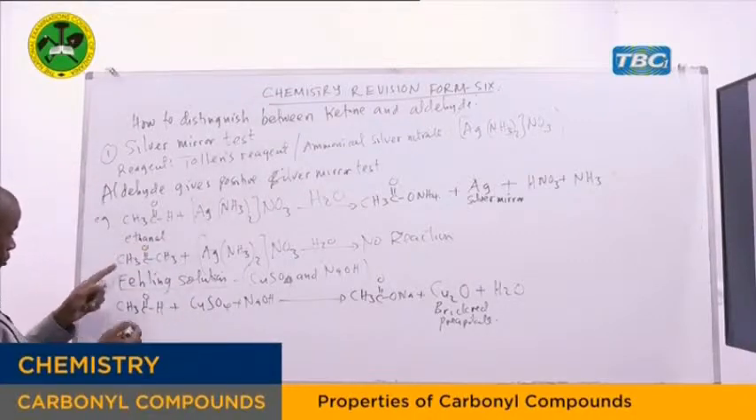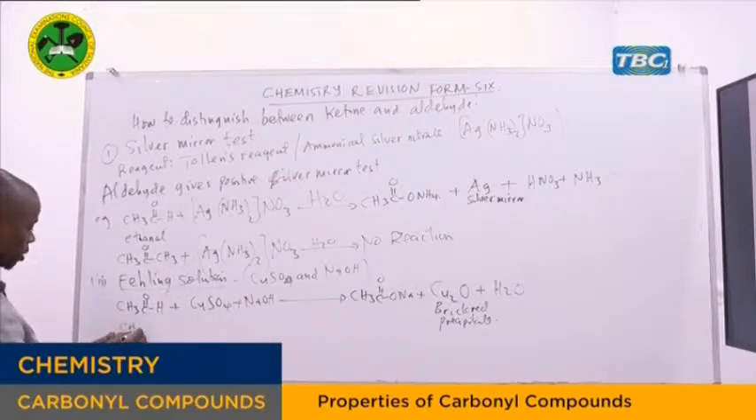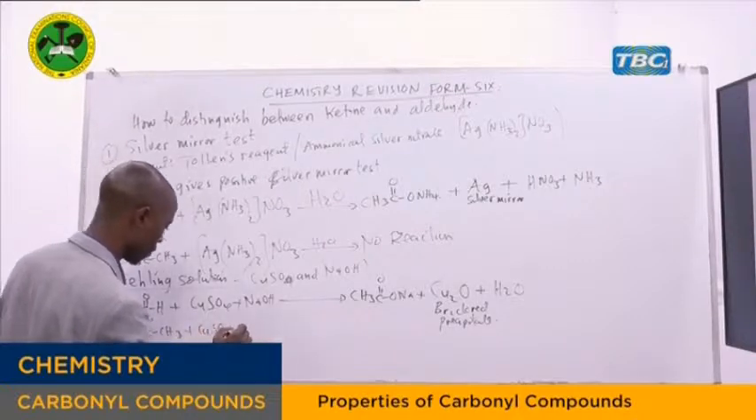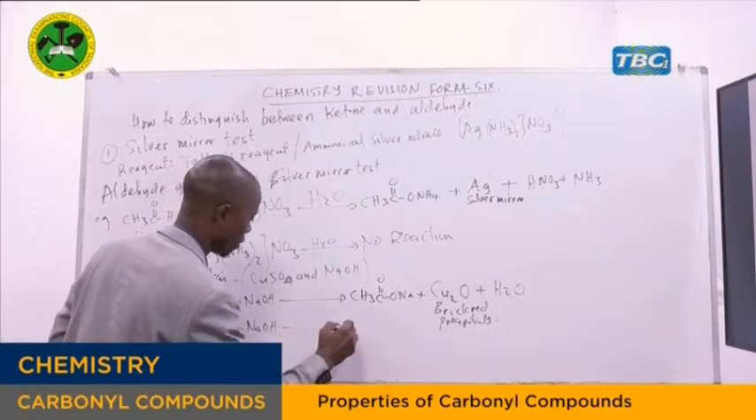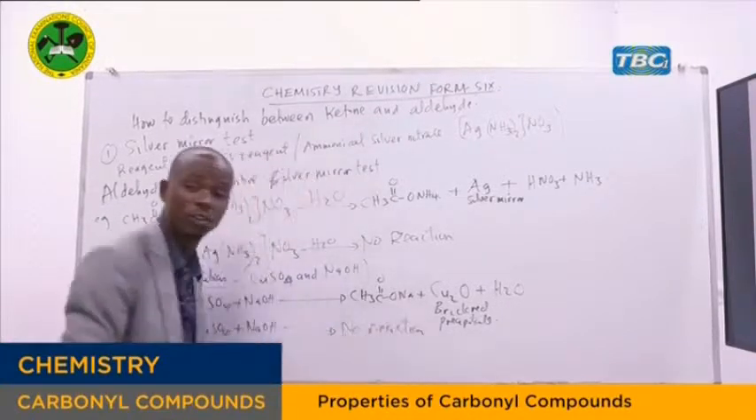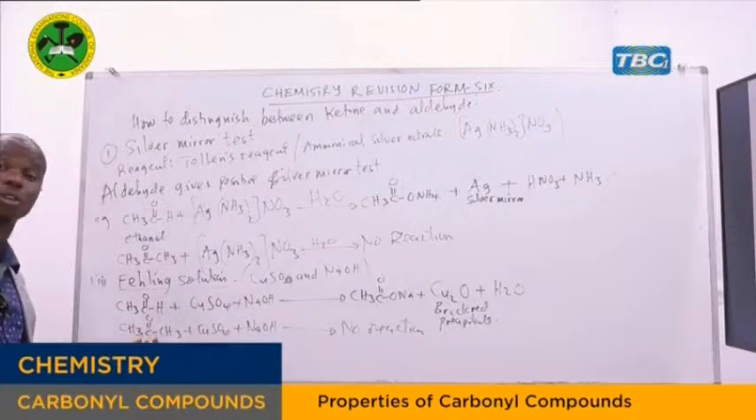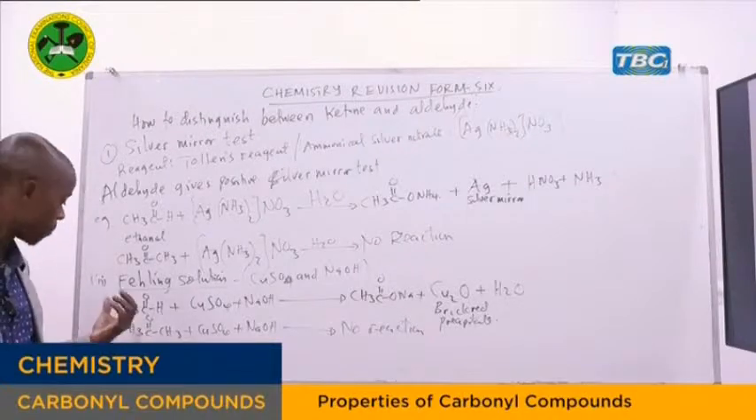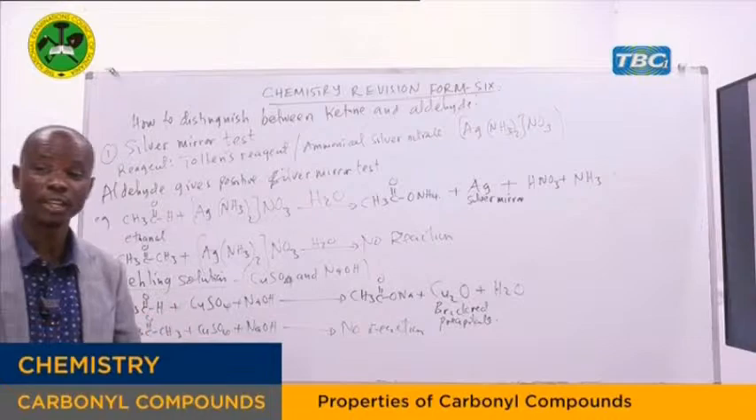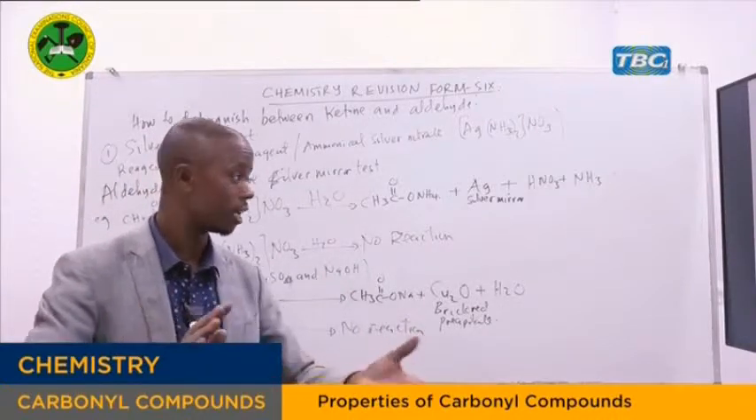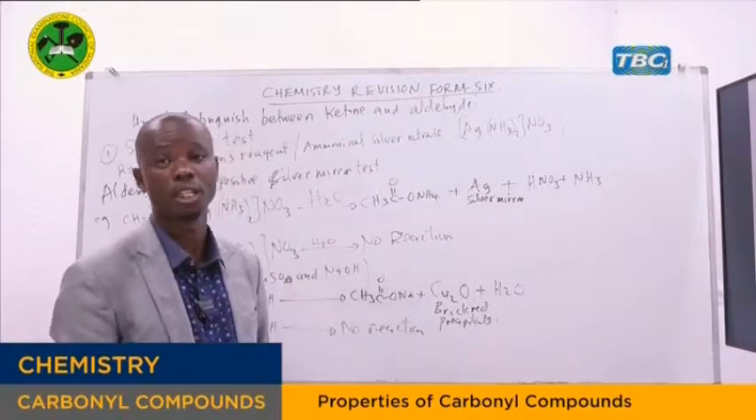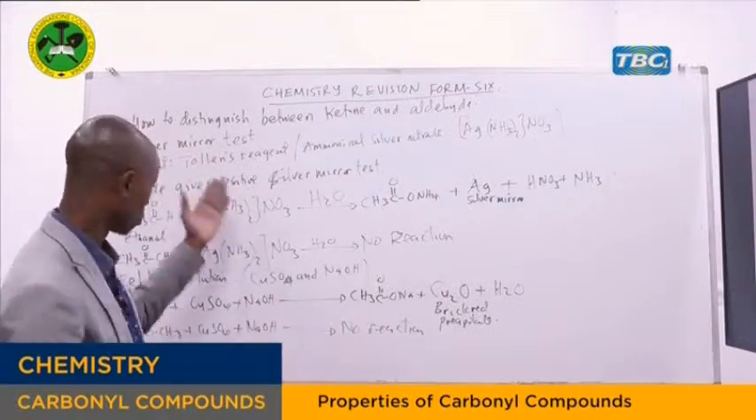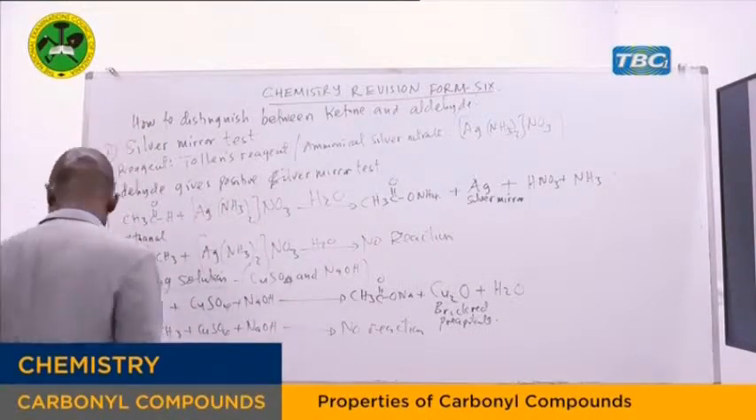But when we take the same example we've used here, ketone, there will be no reaction. Why will there be no reaction? Because ketone resists oxidation. Why? Because it lacks a hydrogen atom on the carbon carrying the carbonyl group. So that is the second way of differentiating between ketone and aldehyde. So if you are asked in the national examination, for example, to tell the differences between ketone and aldehyde, you can use these two reagents to differentiate.